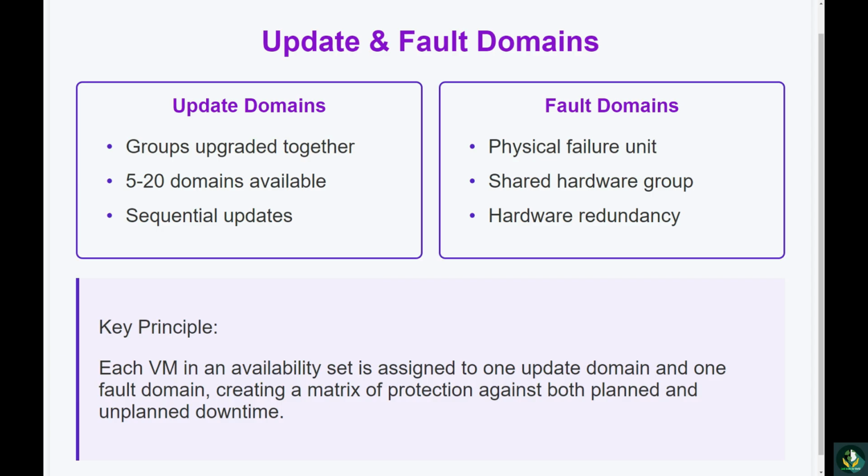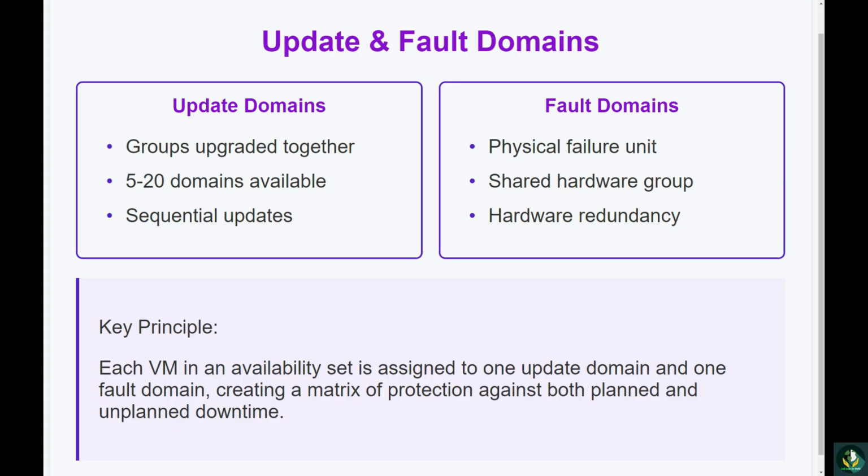Moving on to fault domains, these represent physical units of failure in the Azure infrastructure. A fault domain essentially maps to physical hardware infrastructure. Think of it as a group of virtual machines that share common physical hardware components. They might be on the same rack, using the same power source, or connected to the same network switch.